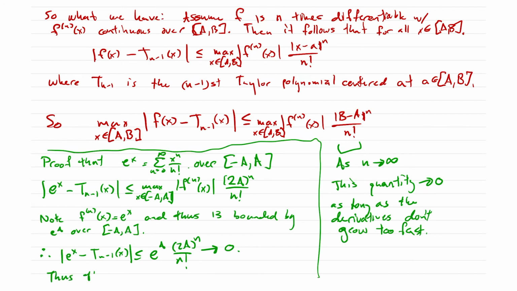Thus, the Taylor series converges to e to the x. All right, so good. All right, so now we're going to talk about an example where it doesn't work.